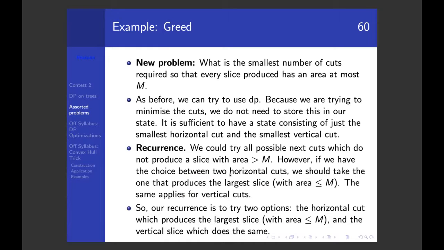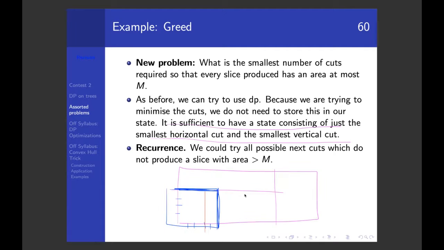But important observation: if we have the choice between two horizontal cuts, we should take the one that produces the largest slice. Why is that? Well, we have this here, for example.